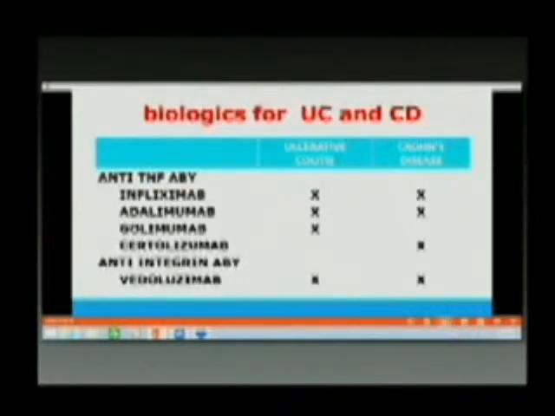Okay. So biologics for UC, as mentioned earlier, you have your anti-TNF antibodies, infliximab, adalimumab, and golimumab, which we use in ulcerative colitis. In patients with Crohn's disease, for your anti-TNF agents, we have infliximab, adalimumab, and certolizumab. Vedolizumab in the GEMINI studies has been shown to be effective for both ulcerative colitis and Crohn's disease.